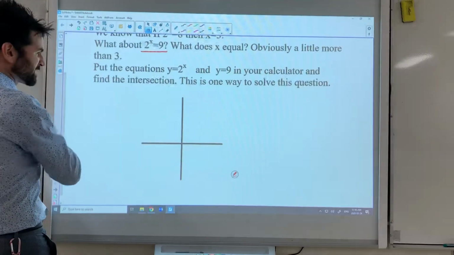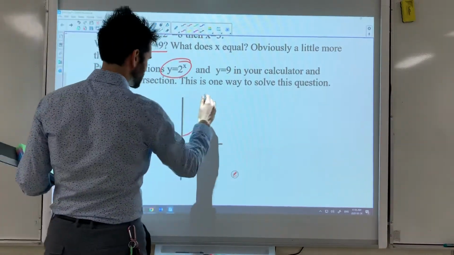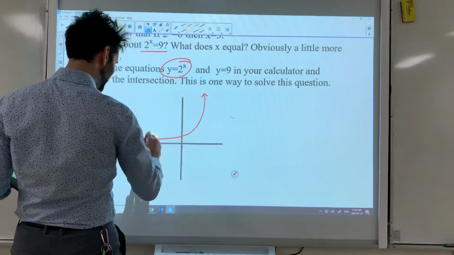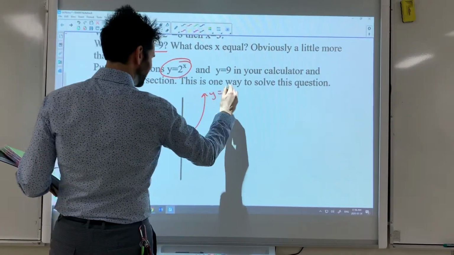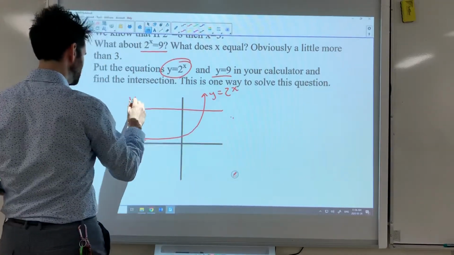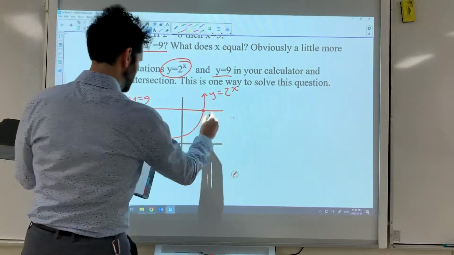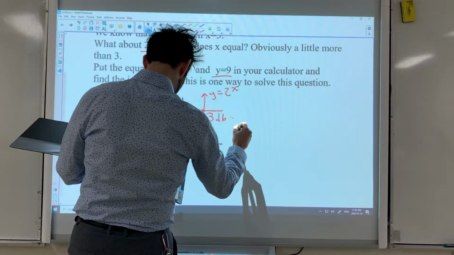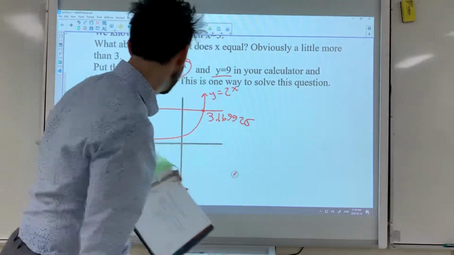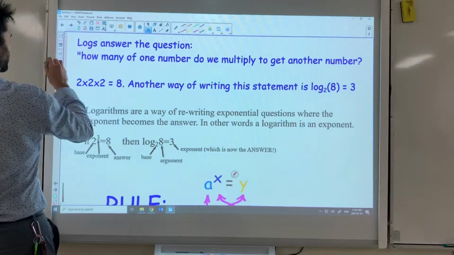We've been looking at this stuff graphically, so we've been graphing this power function, this exponential function that looks like this. Right? And then we can graph y equals 9. And where those two things intersect gives us the answer. In this case, it'd be 3.169925. I went and calculated it. Okay, so that's one way to solve the problem, graphically, but that's not very convenient all the time.